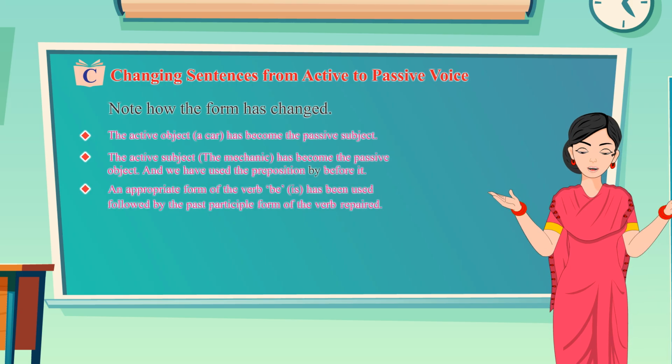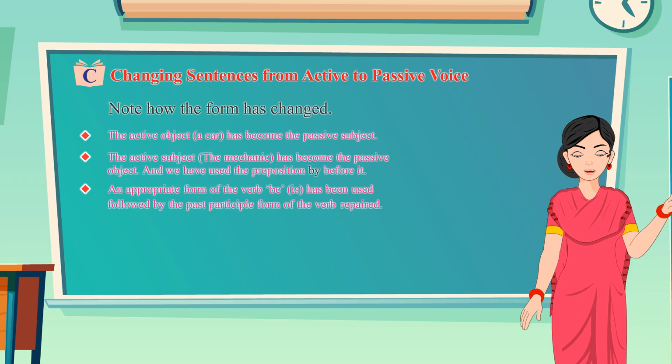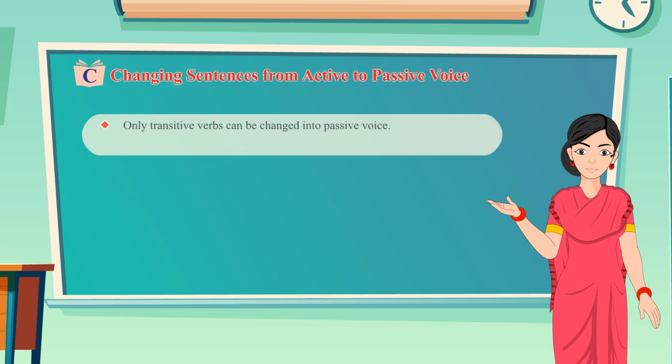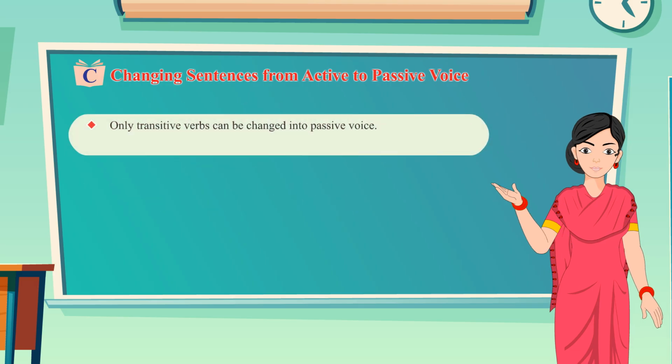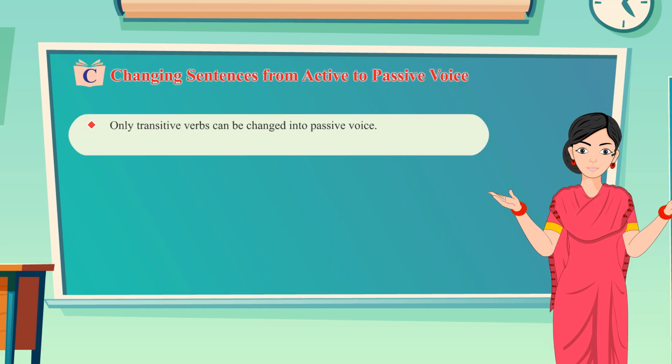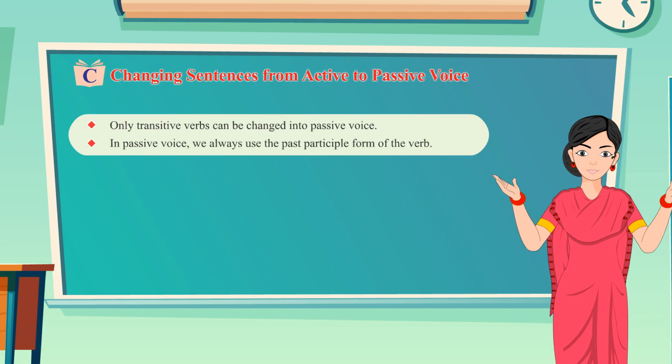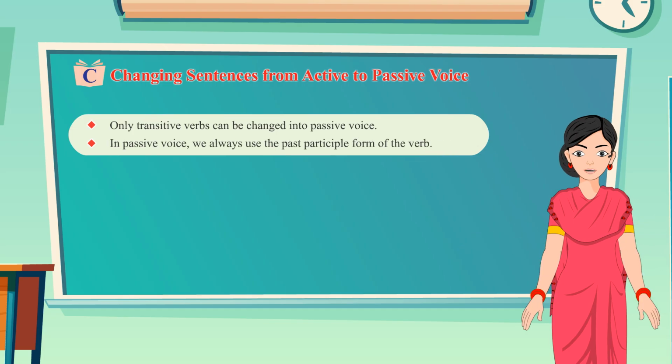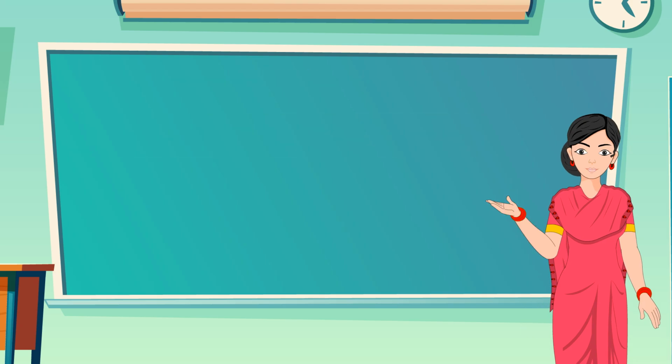An appropriate form of the verb be has been used, followed by the past participle form of the verb, repaired. Only transitive verbs can be changed into passive voice. In passive voice, we always use the past participle form of the verb.